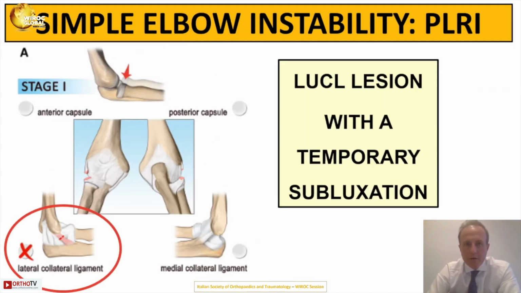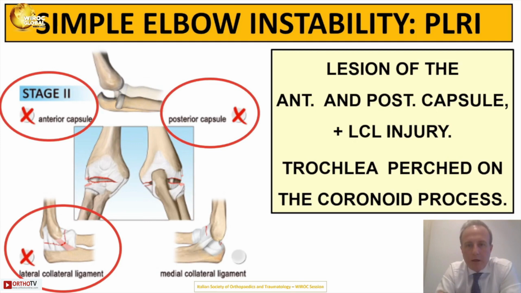The stage 1 presents a lesion of the LUCL with a temporary subluxation. The stage 2 presents lesion of the anterior and posterior capsule in addition to the lateral collateral ligament injury. The joint is dislocated with the trochlea pierced on the coronoid process.